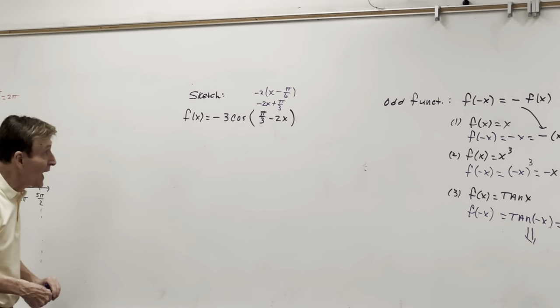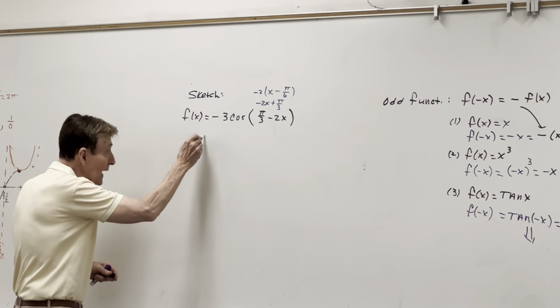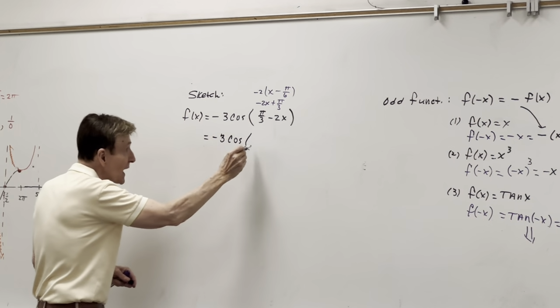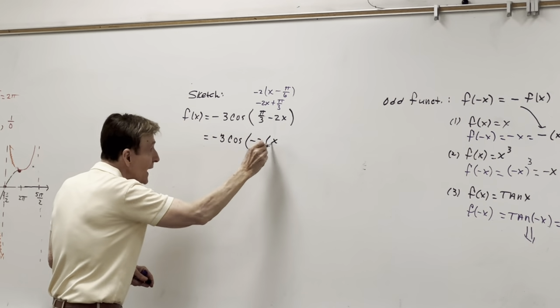Okay, here we go, guys. Let me rewrite first what we have. We have negative 3 cosine, we have a negative sign inside there, 2x, subtract 5 or 6.